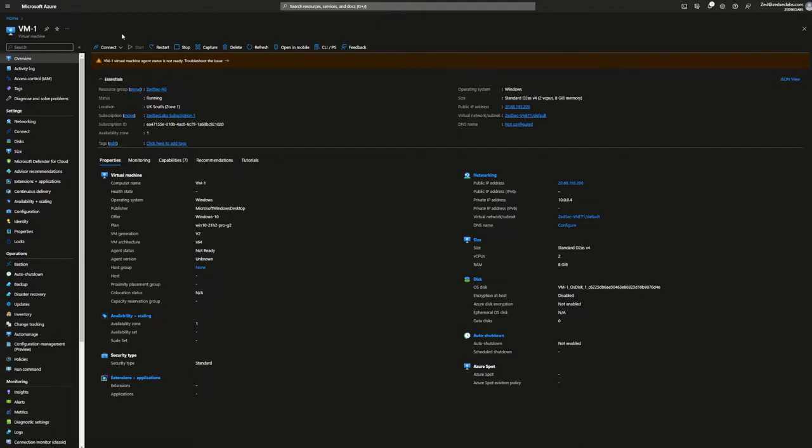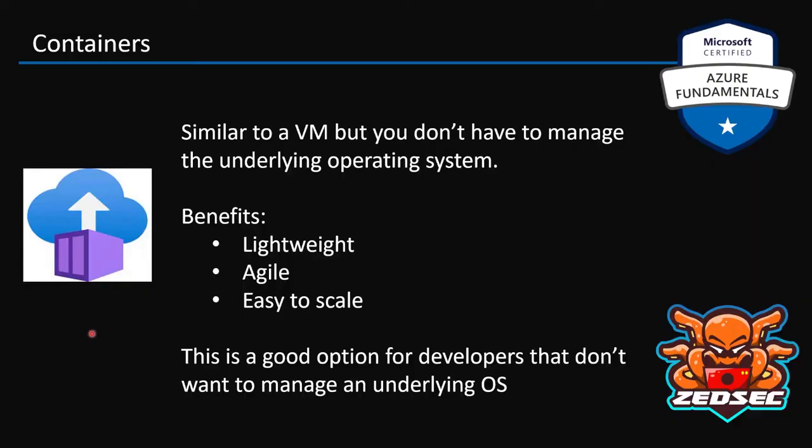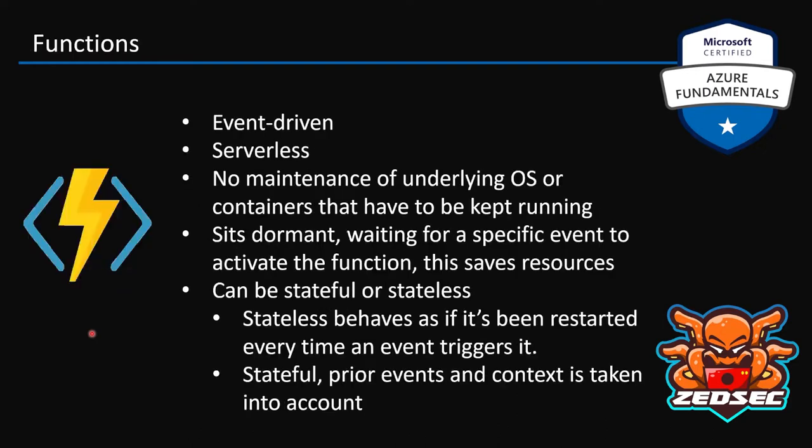So yeah, that's VMs. Okay, so we're finally going to talk about a resource that's not a VM. So containers, they're similar to a VM, but you don't actually manage the underlying operating system. You can just spin up the applications directly. So the benefits are they're lightweight, agile, and easy to scale. It's a good option for developers that don't want to manage an underlying OS. They're also really easy to blow away. I know that's a benefit of VMs too, but even more so with containers. It's really easy to just blow one away and open up a new one.